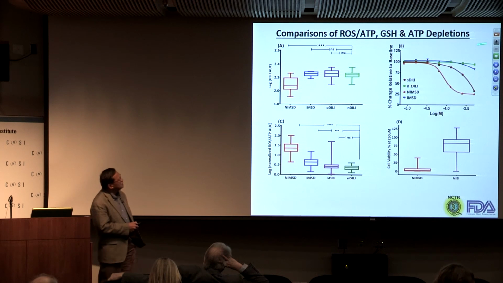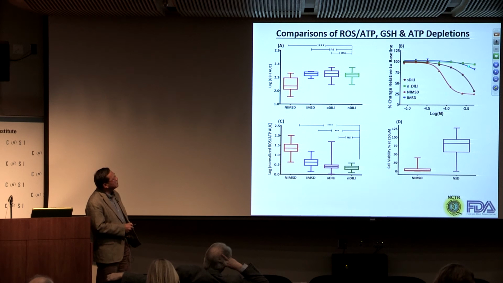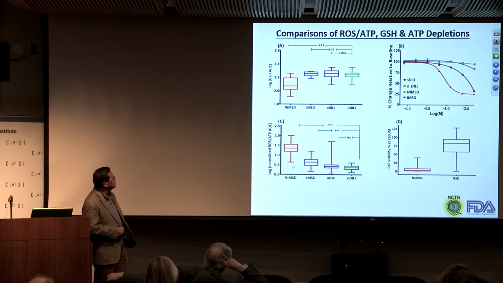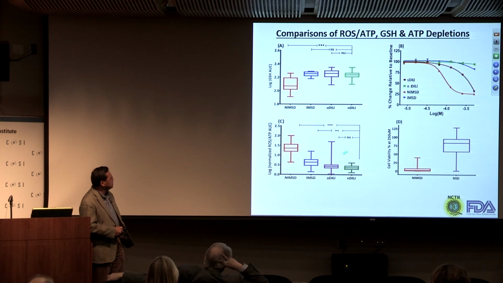So then we look at the dose response curve. If we combine all the DD drugs, severe DD drugs, you can see that the curve is like this. But if you remove immune-mediated drugs, it's a very nice sigmoidal dose response curve, which indicates GSH is not involved in the immune-mediated drugs. So we can see that the ATP is quite different.